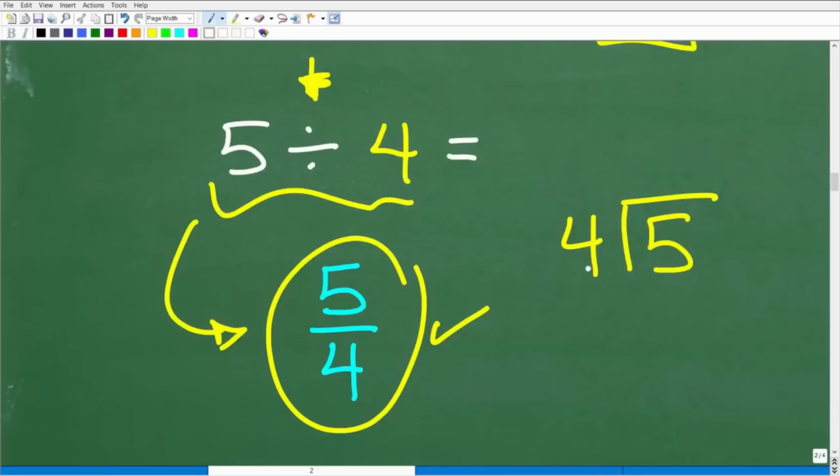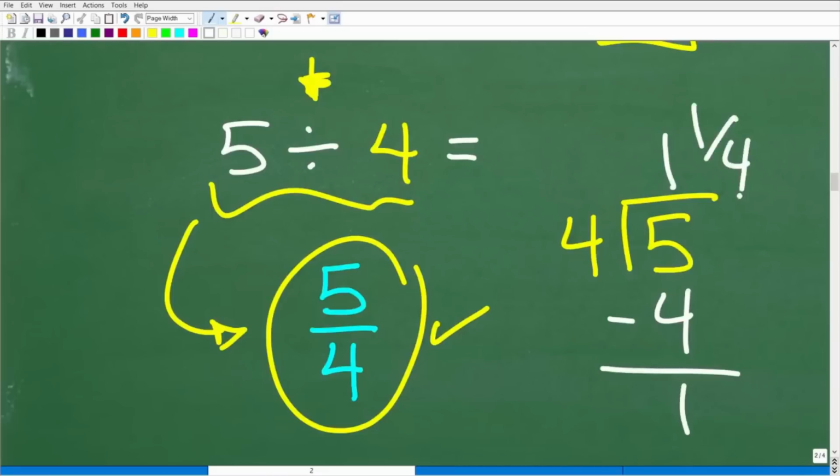Let's see here. 4 goes into 5 1 times. 1 times 4 is 4. Isn't arithmetic so much fun, right? Then you have 1 as a remainder, so you can think of this as 1 and 1/4. This is what we call a mixed number fraction.